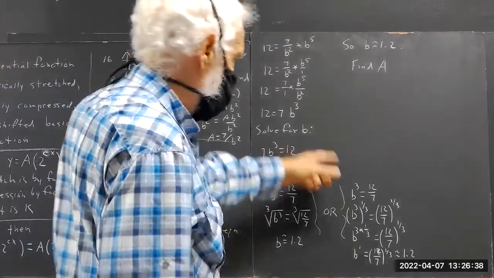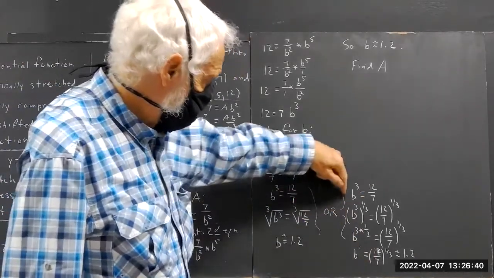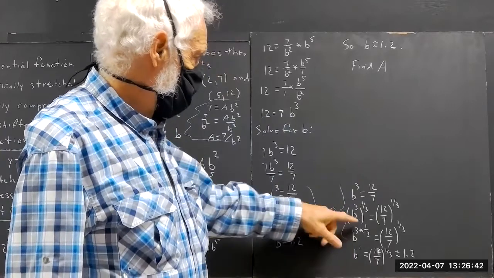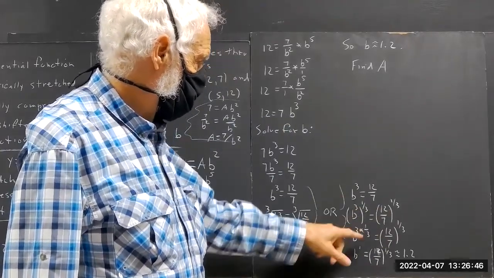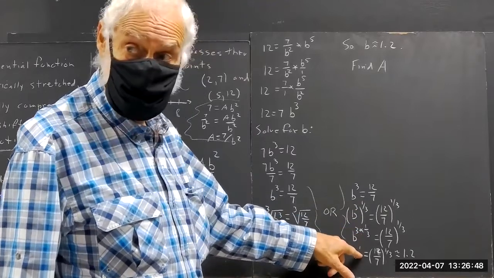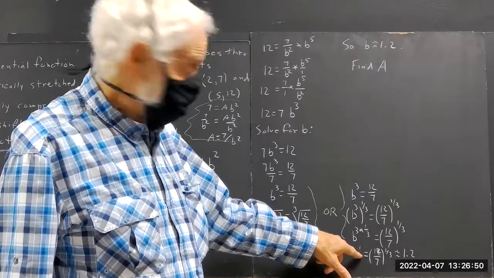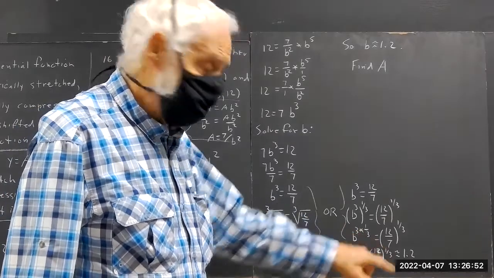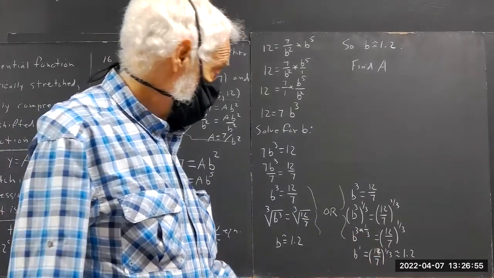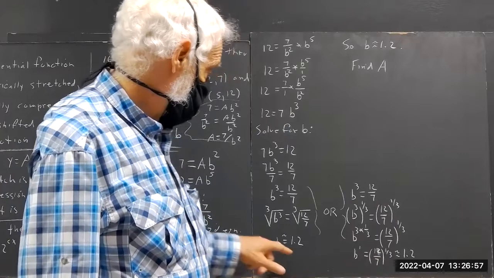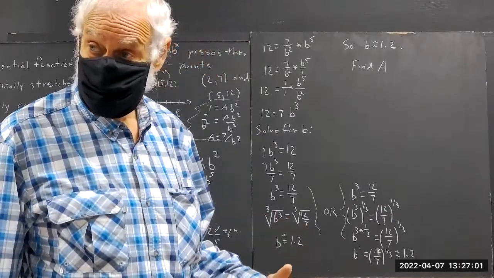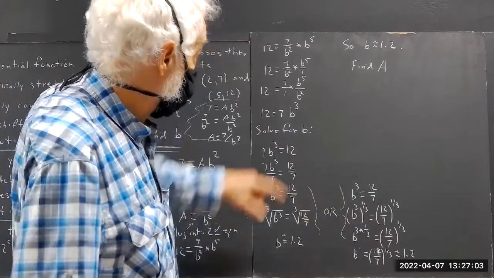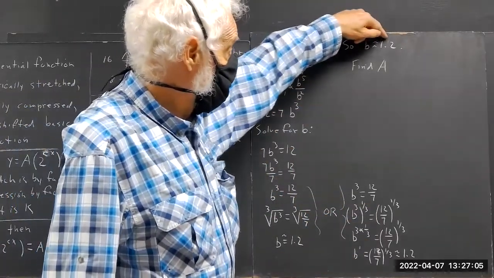Okay, just to be sure, B cubed is 12 sevenths. Do the 1/3 power on both sides. We get 3 times 1/3 for the power of B, which is the first power, which is just B. And we get 12 sevenths to the 1/3. As I said, some people find this easier to put into their calculator than the radical expression, the cube root of 12 sevenths. That's your choice. Okay, so anyhow, we find that B is approximately 1.2.